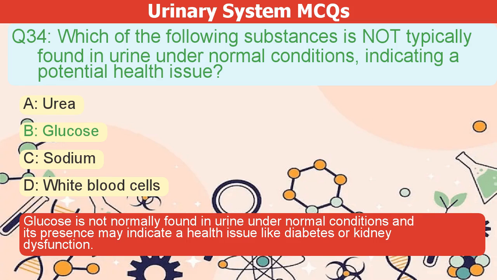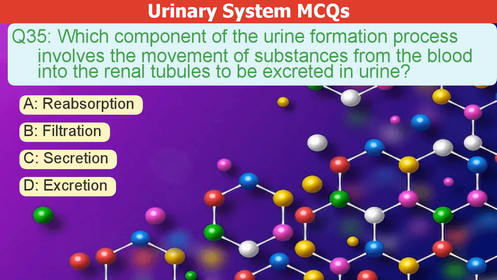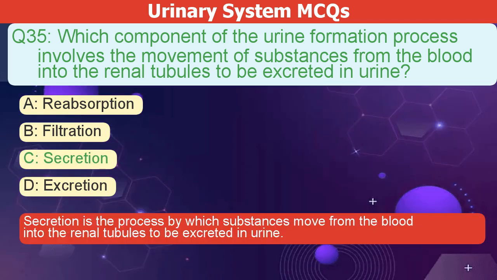or kidney dysfunction. Which component of the urine formation process involves the movement of substances from the blood into the renal tubules to be excreted in urine? A. Reabsorption. B. Filtration. C. Secretion. D. Excretion. The correct answer is C. Secretion is the process by which substances move from the blood into the renal tubules to be excreted in urine.